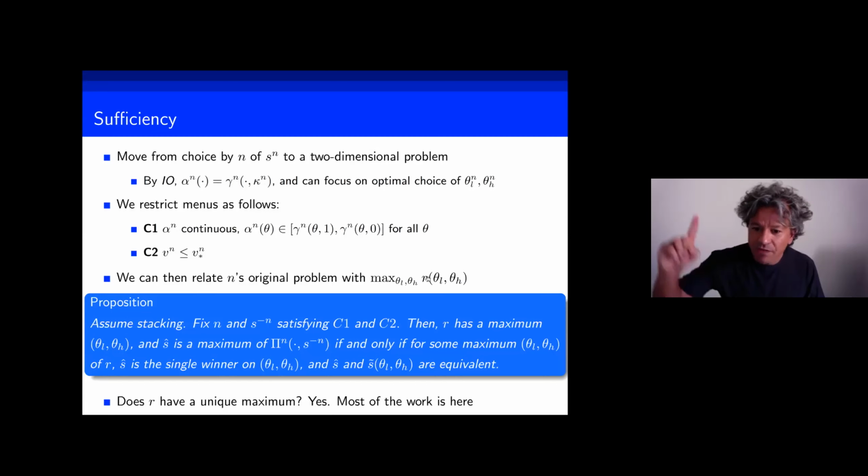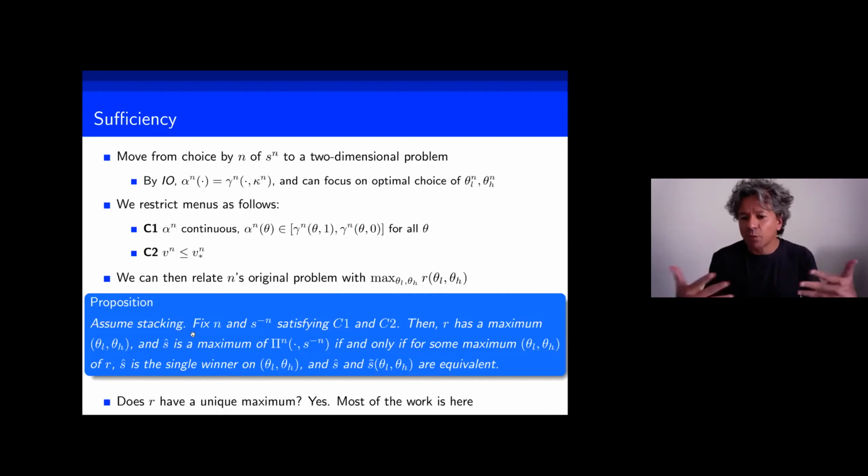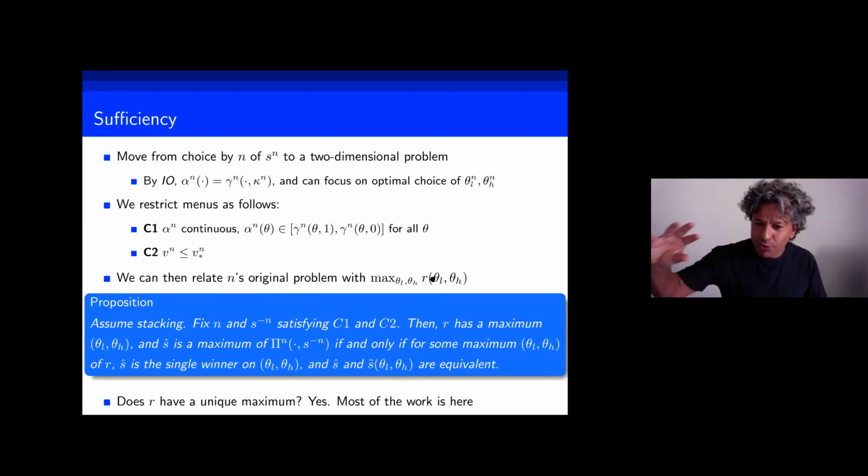Maximize this function R, which is the value of the relaxed problem I told you long ago, but now optimizing with respect to theta L and theta H. And this proposition essentially connects the two problems. Basically, a maximum of this problem plus the derived menu that you can construct by solving the relaxed problem, yeah, will essentially connect very nicely to any maximum or any best response of solving the original problem. One issue that remains is that in order for this to work, we need this problem to have a unique optimum, a unique maximum. And this is where most of the work lies in the paper. It does have a unique maximum, but we have to work very hard.